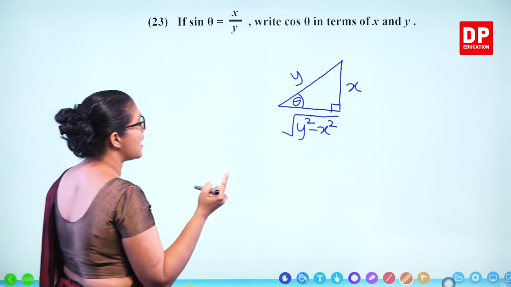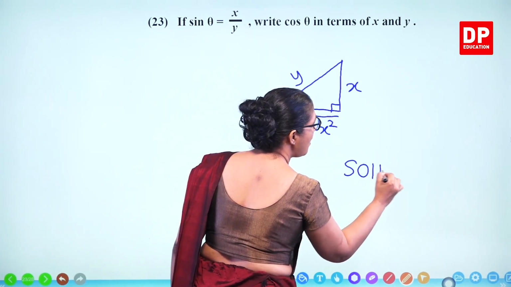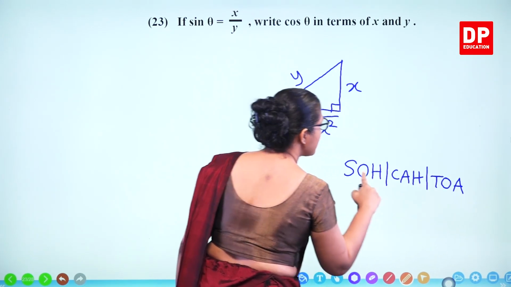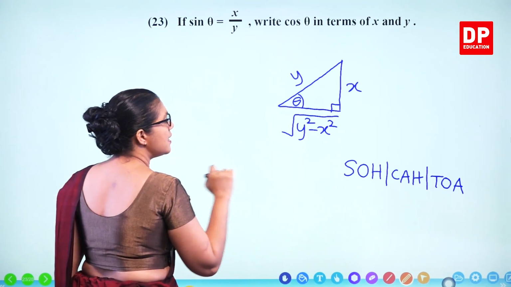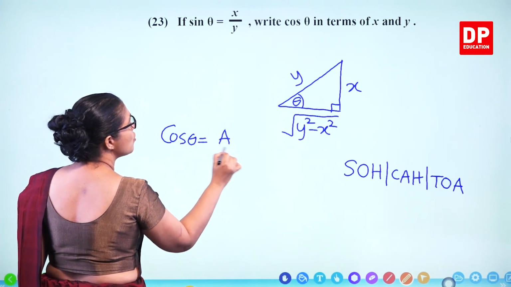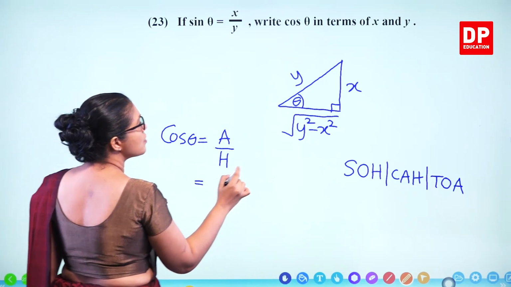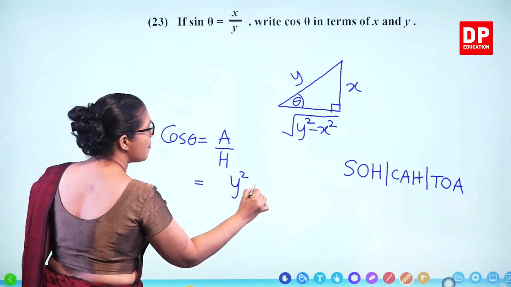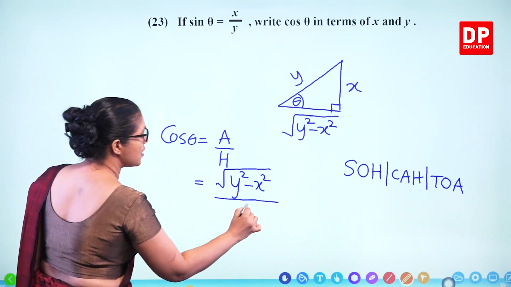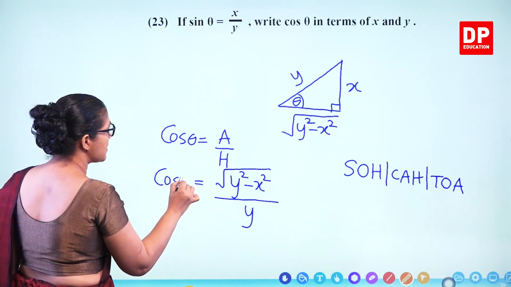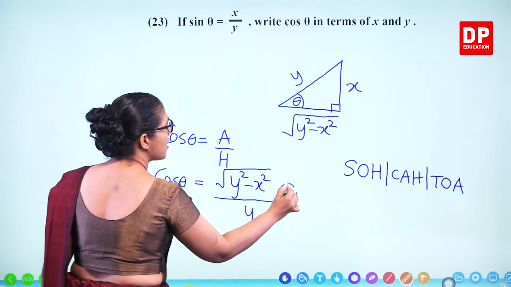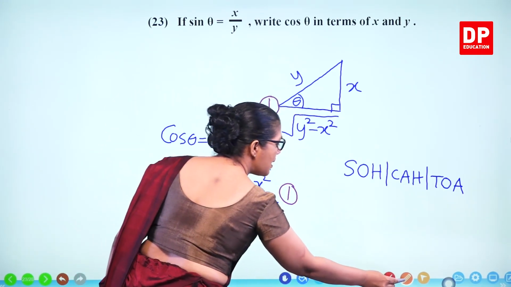So what is cos theta? Can you remember SOHCAHTOA? Sine is opposite over hypotenuse. Cos is adjacent. Cos theta equals adjacent over hypotenuse. So adjacent is the square root of y squared minus x squared, over hypotenuse is y. So cos theta equals this. So you get again 2 marks. 1 mark here and 1 mark for the method.